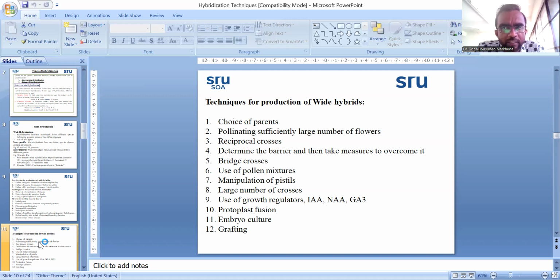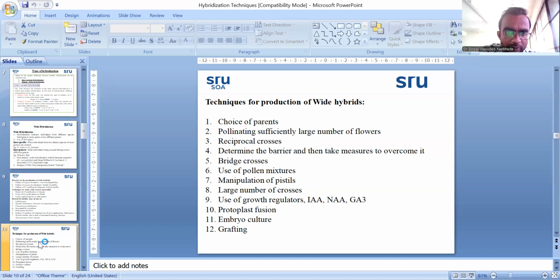Third one is reciprocal cross. As we know, parent A crossed with parent B gives F1. This is a straight cross. For making a wide hybrid successful, you have to attempt the reciprocal also: parent B crossed with parent A for yielding of F1 hybrid. If there are any barriers during crossing, you have to determine that barrier and take a control measure to overcome it immediately.